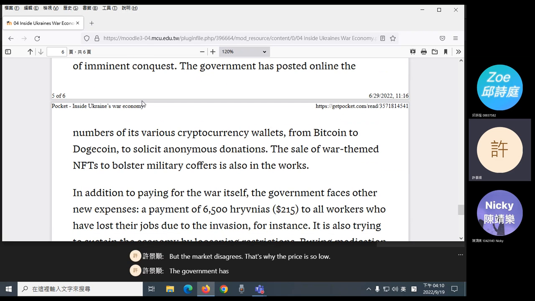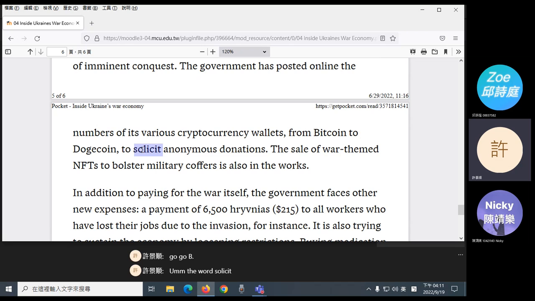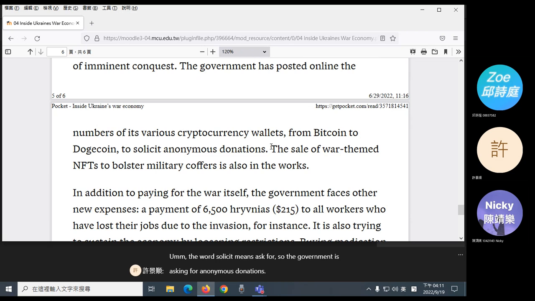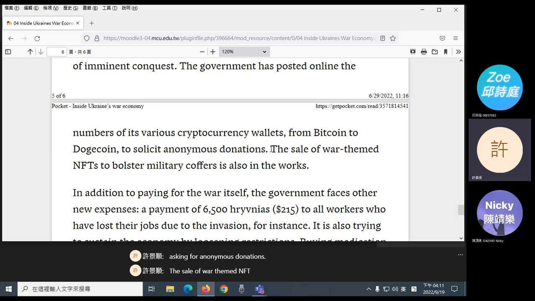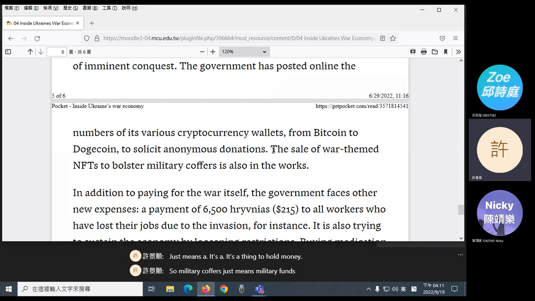The government has posted online the numbers of its various cryptocurrency wallets, from Bitcoin to Dogecoin, to solicit anonymous donations. So another way the government is raising money is by asking people to donate like Bitcoin, 比特币, or Dogecoin, 狗狗币. The word solicit means ask for. So the government is asking for anonymous donations. The sale of war-themed NFTs to bolster military coffers is also in the works. The word coffer just means it's a thing to hold money. So military coffers just means military funds, military money.